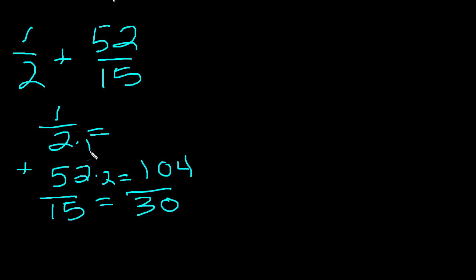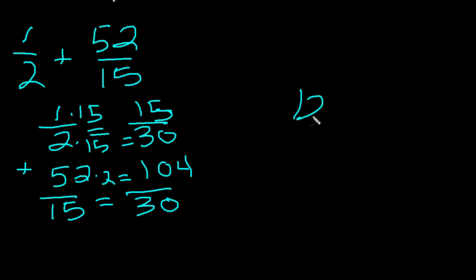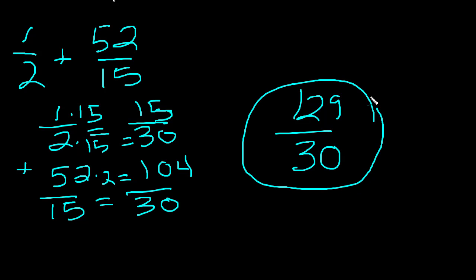2 times 15 is 30, which means I multiply the top by 15 and I get 15 over 30. And then I would just add these up and I would end up with 119 over 30 as my answer.